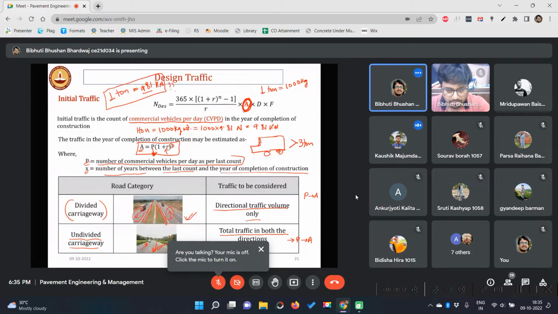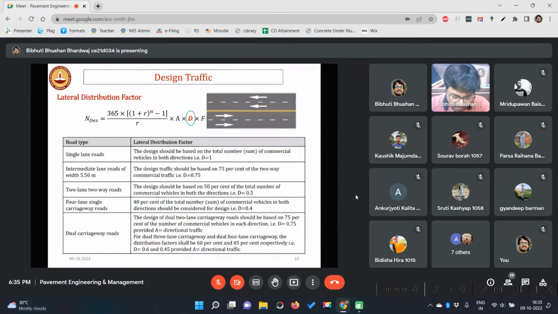Right? Yes, sir. Okay. Now let's come to this D. D is the lateral distribution factor. Now, if you remember from the example, A to B is dual carriageway, or say double lane, and C to D was single lane. So distribution is more here, right? Here it is distributed in A to B. The vehicles are distributed, so the intensity of load will also be less, right?